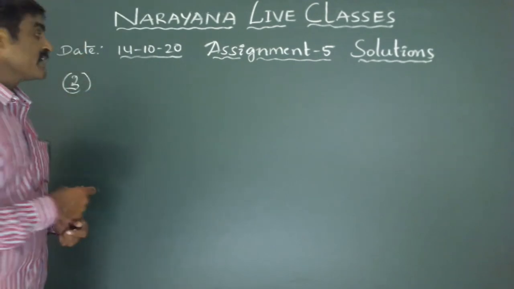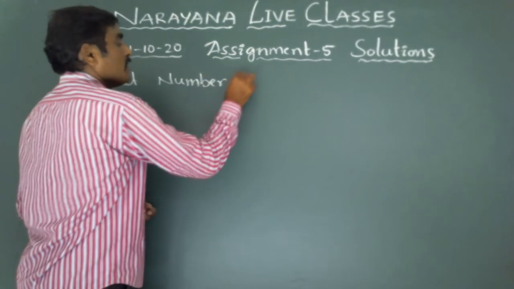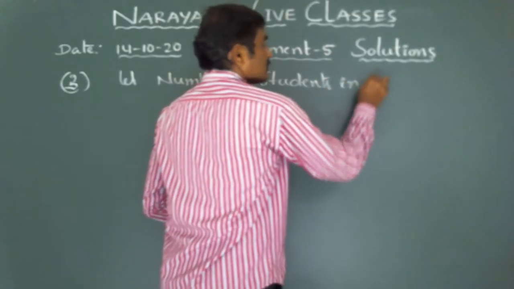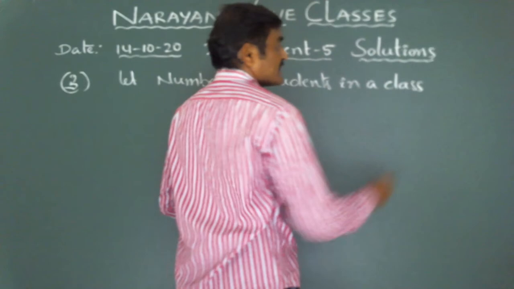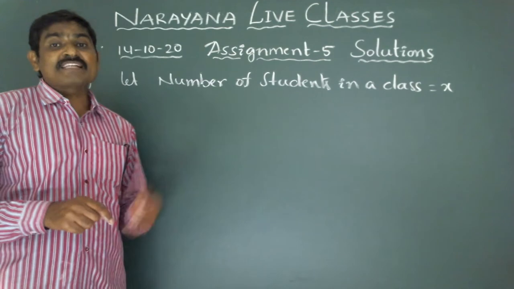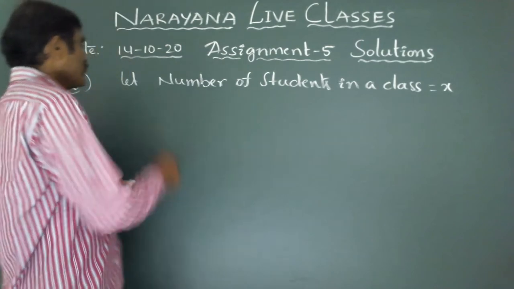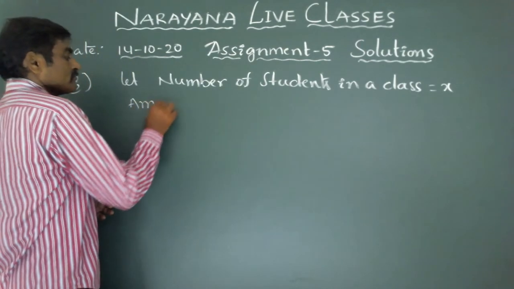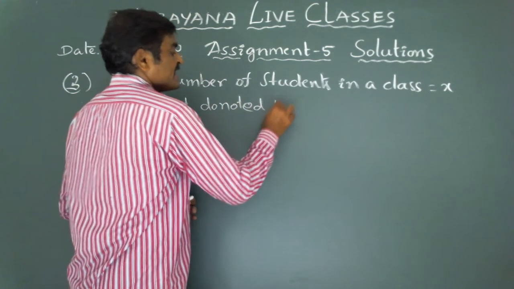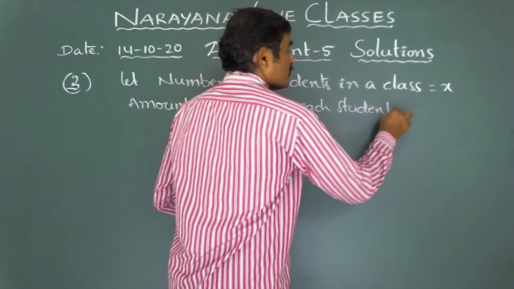Now the third one. Let the number of students in the class be x. According to the question, each student donated to the Prime Minister Relief Fund as many rupees as the number of students in the class. So the amount donated by each student is also x only.